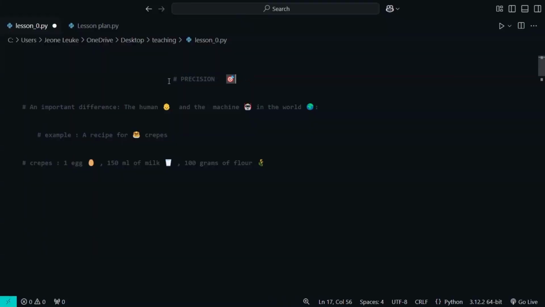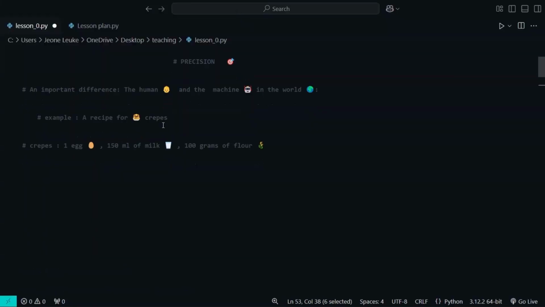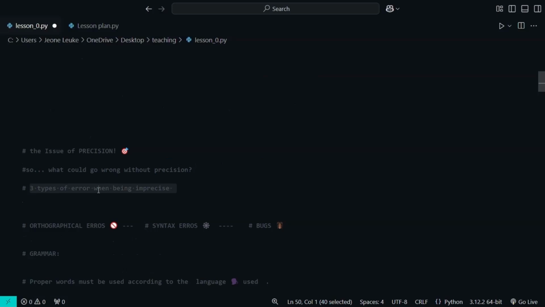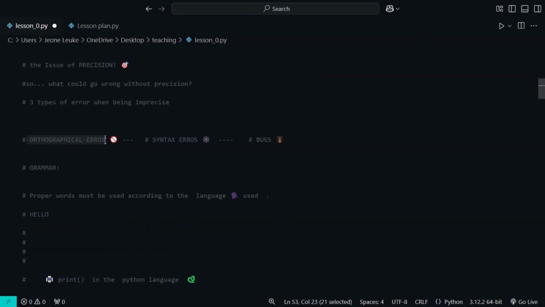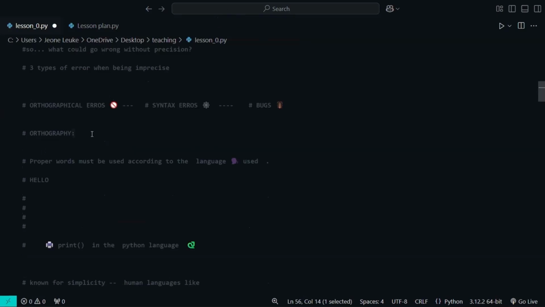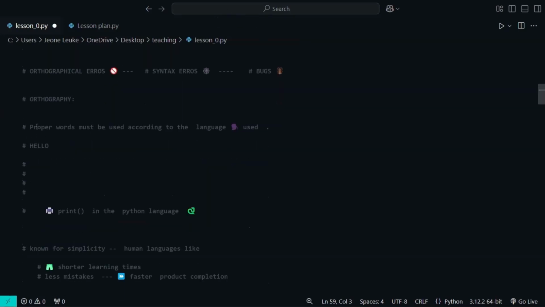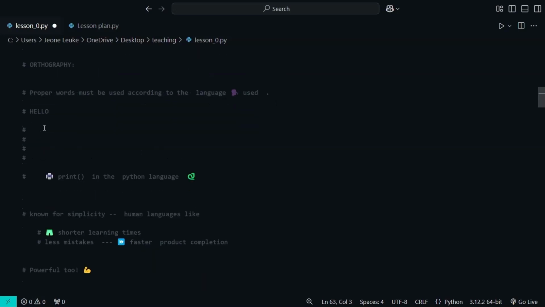Now, what happens in the world of machines when you're not precise? There are three types of errors that you can run into, and these are orthographical errors, errors of syntax, and bugs. I'll talk first of the issue of orthography. What is orthography? Orthography is about using words properly according to the language that is being used. I will give you a more formal but also simple definition of it, but let's learn about it from examples first.